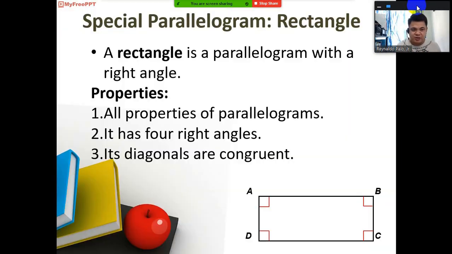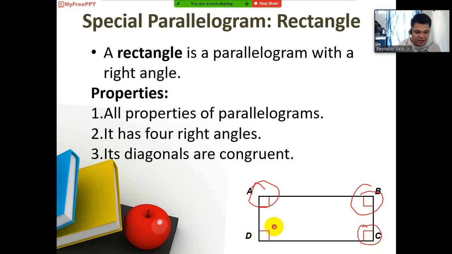Let's start with the first type of special parallelogram. We call it a rectangle. A rectangle is a parallelogram with a right angle. It is a special type of parallelogram because of the property that it has right angles. As you can see, it has 4 right angles. Right angles measure 90 degrees, so 90 plus 90 plus 90 plus 90 is still 360 degrees, the degree measure of a quadrilateral.